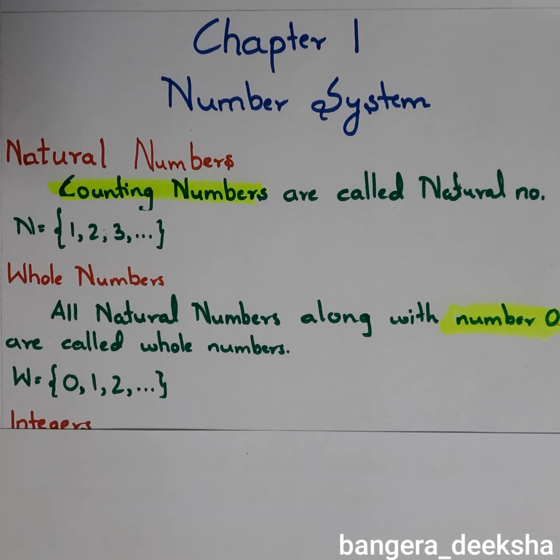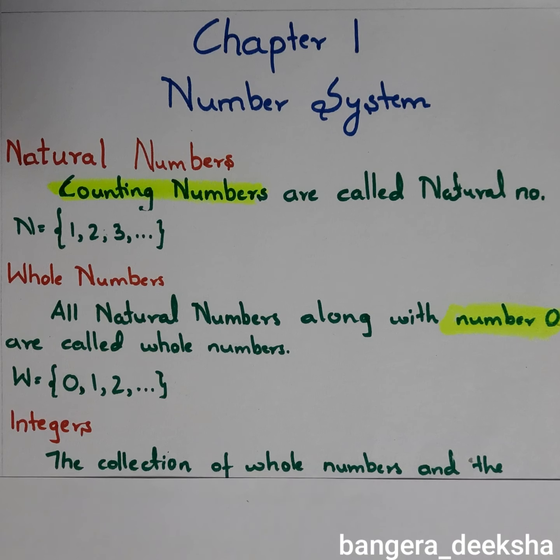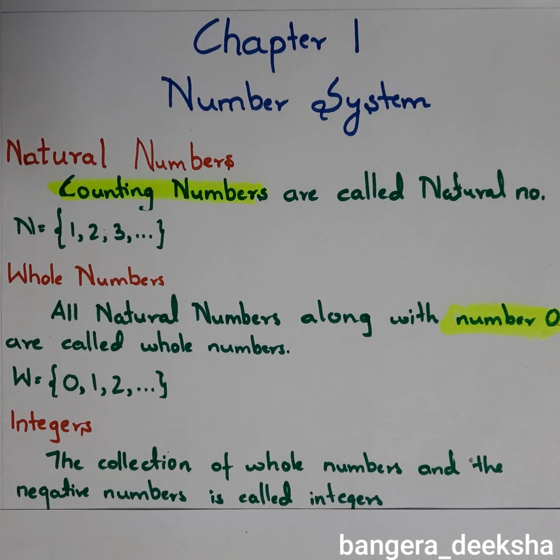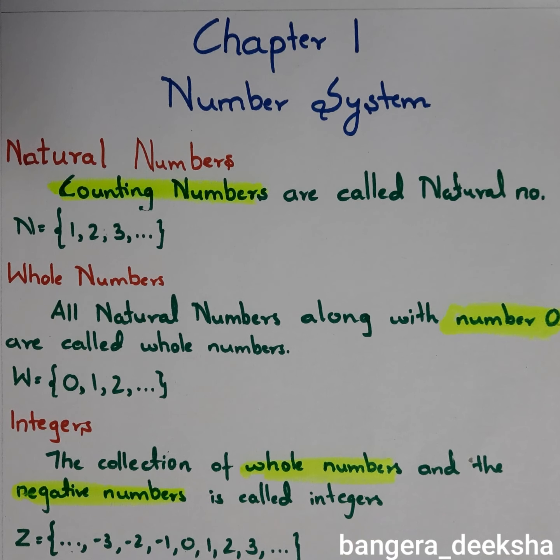The next concept we have is integers, that is the next set of numbers. The collection of whole numbers and negative numbers is called integers. So, in this we are not only including whole numbers, but along with whole numbers we are also including the negative numbers. You denote this by the letter Z, and in this all the numbers from your whole number set, that is 0, 1, 2, 3 up till infinity, and also the negative numbers are included.